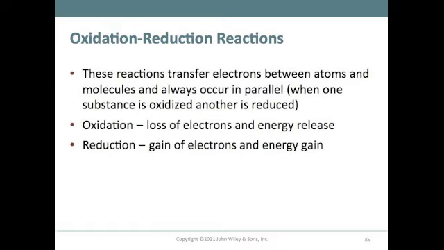Also, redox reactions are always parallel. In other words, when one substance is oxidized, another is reduced at the same time. For example, when a food molecule such as glucose is oxidized, the energy produced is used by a cell to carry out its various functions.